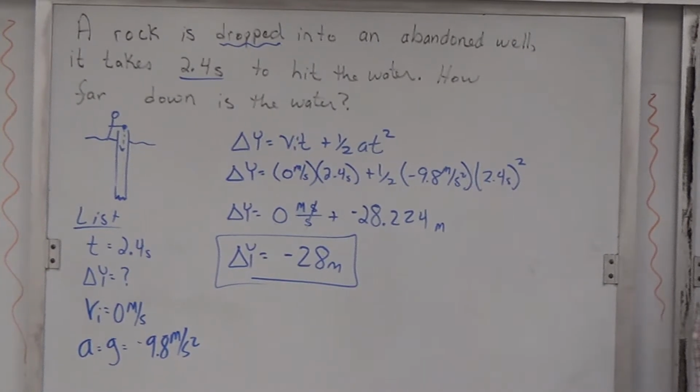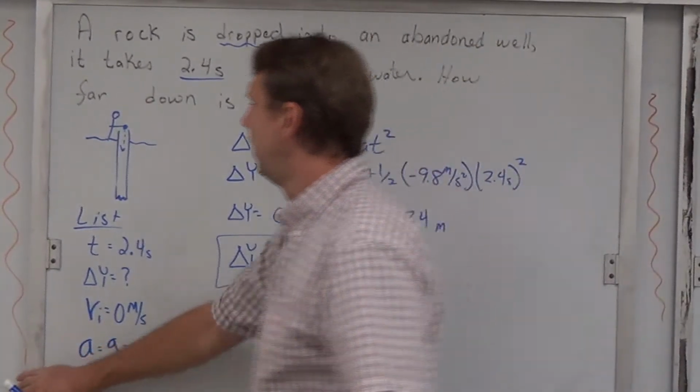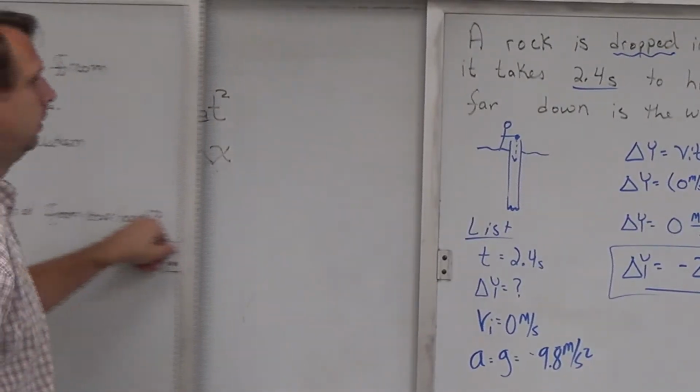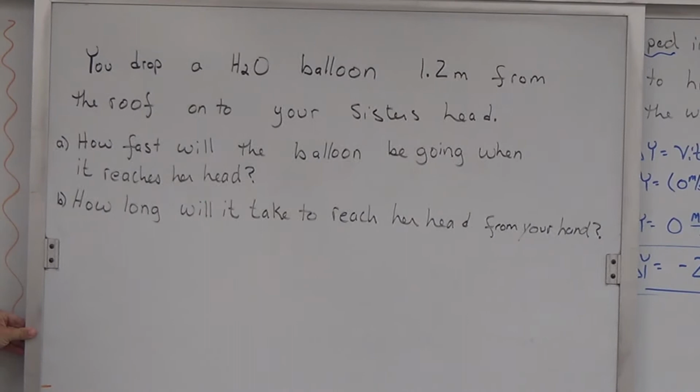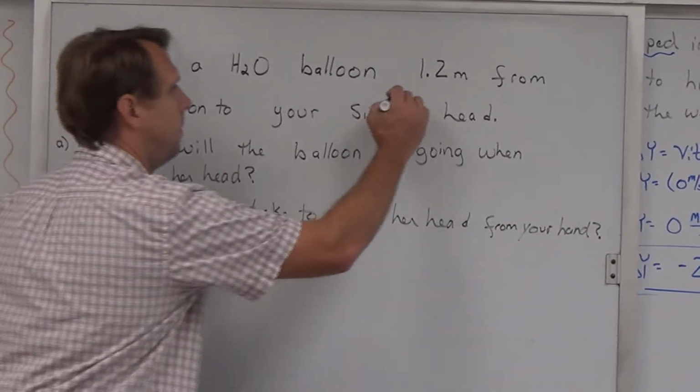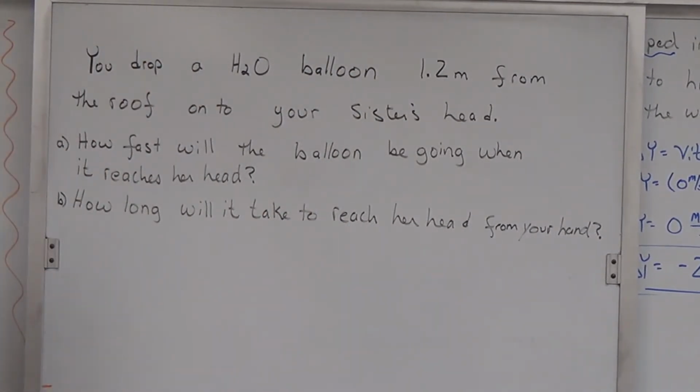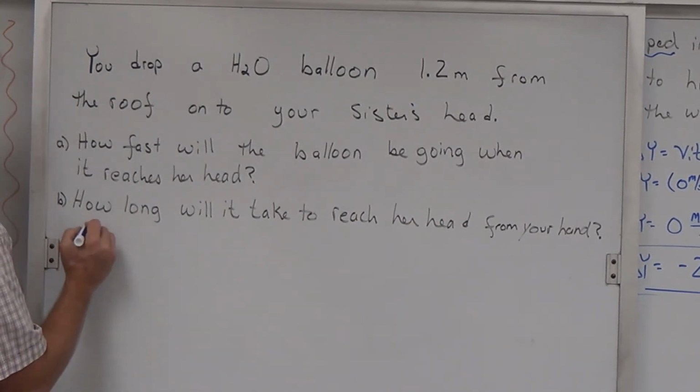Okay. We're going to do one more. This one maybe isn't as kind. You drop a water balloon 1.2 meters from the roof onto your sister's head. How fast will the balloon be going when it reaches her head, and how long will it take to reach her head from your hand? We'll have a double question here, so we'll have to do 2 formulas. And I'm a little limited on space, so we'll have to squeeze things in. First, I'm going to sketch a diagram.